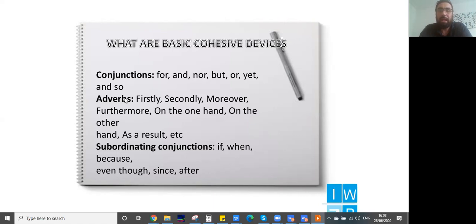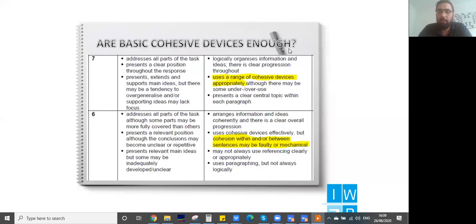And then we have conjunctive adverbs: firstly, secondly, moreover, furthermore, on the other hand, as a result, consequently, and so on. Then we have subordinating conjunctions: if, when, even though, since, after, although, and so on. All these are labeled under basic cohesive devices.